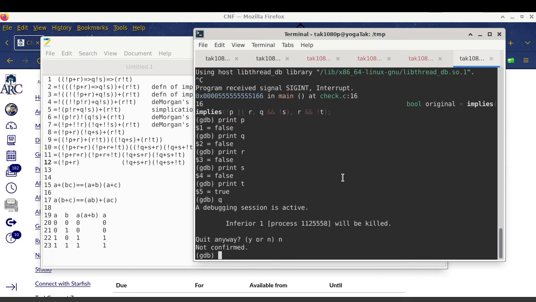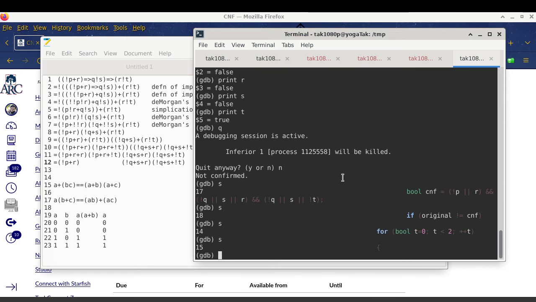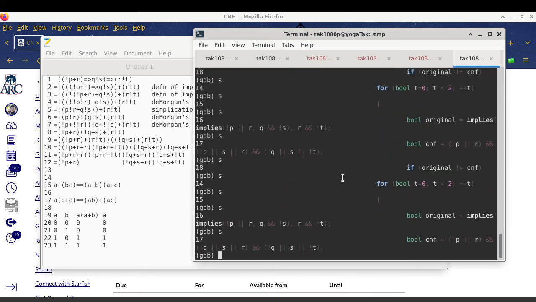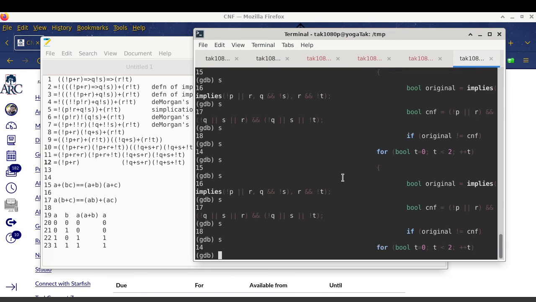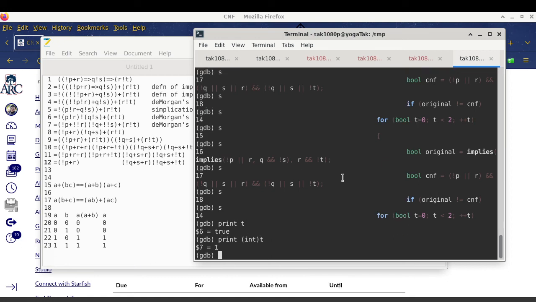Don't quit yet. Okay, because what I want to do is to single step at this point and find out where it is stuck. So it is the T loop that it is stuck at, and I wonder why that is the case. So T is just true. But I cannot, oh, let me see if I can cast it to an int. That's just 1.